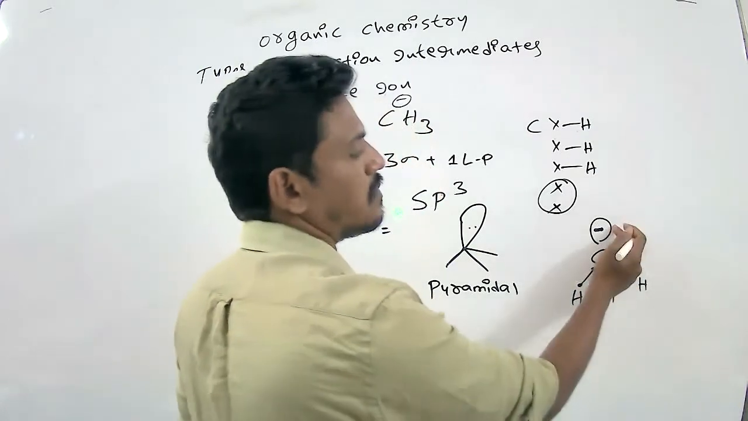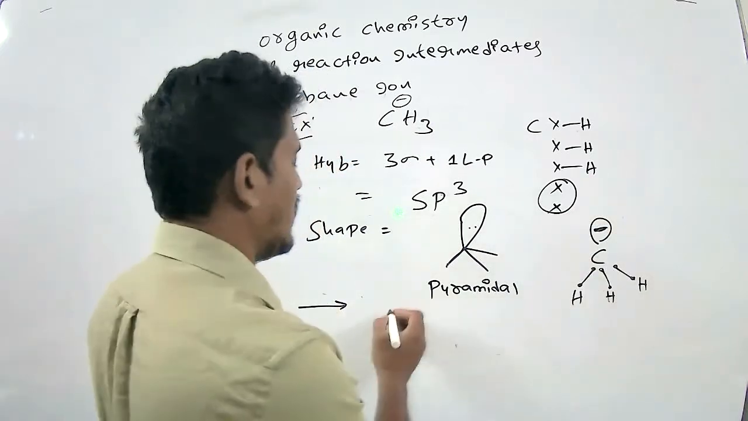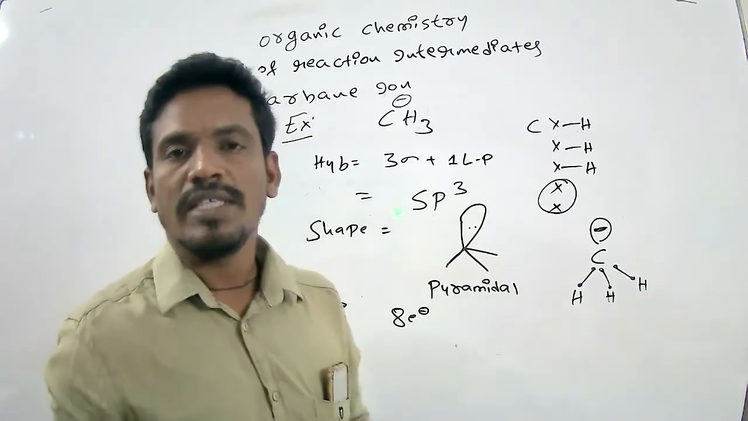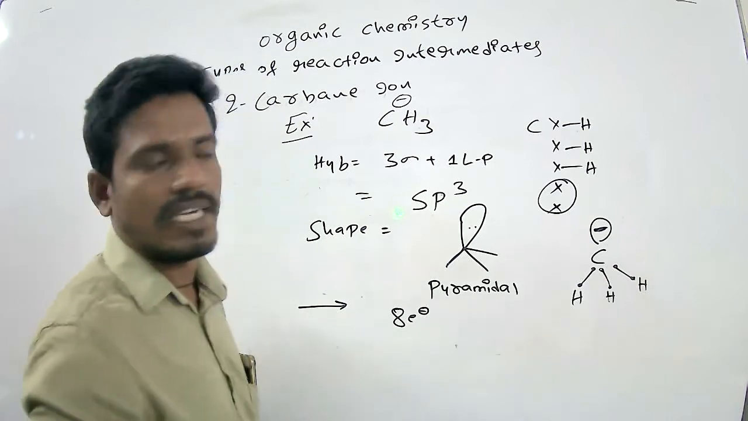So there are 6 electrons, plus this negative charge, which is nothing but 2 electrons. So totally it has 8 electrons. If it already has 8 electrons, it's an octet, so there is no need to gain electrons again. That's why it is electron sufficient.